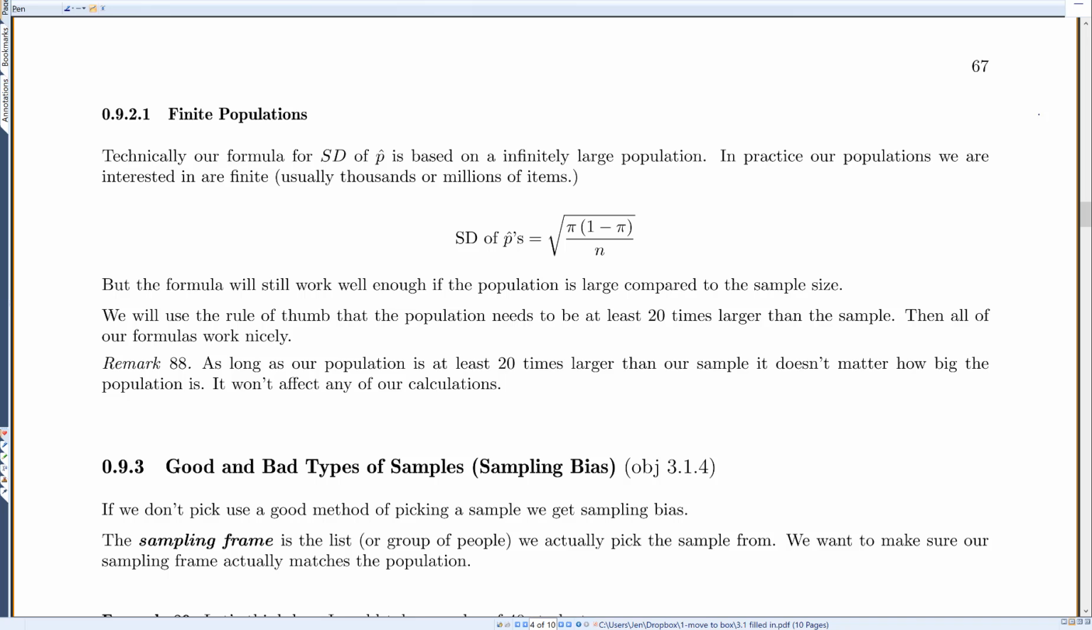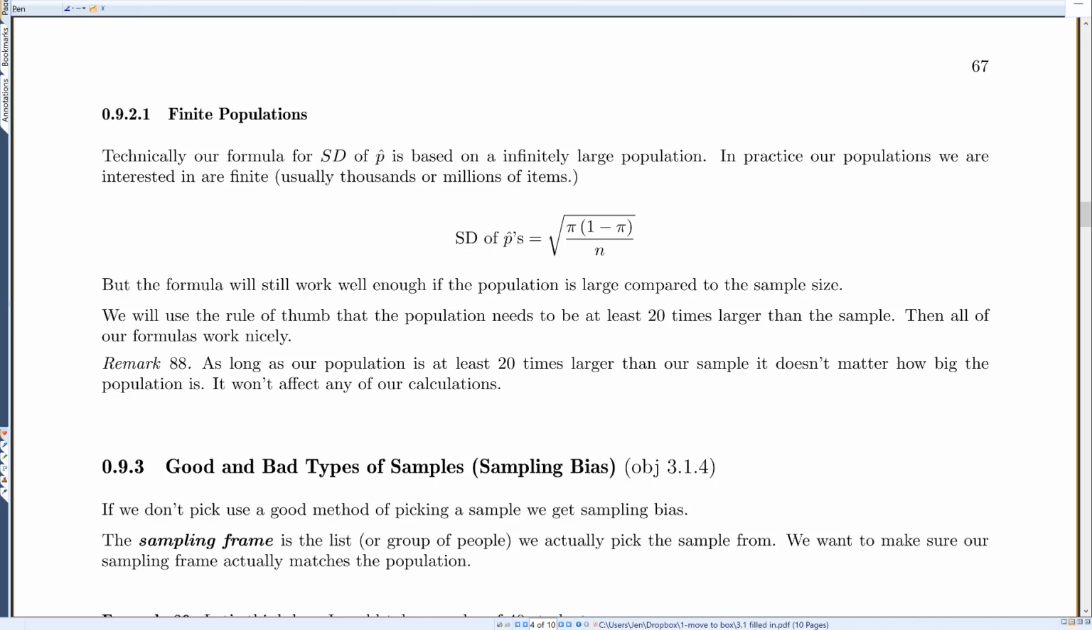Now, this next section is called finite populations. This is why the whole review was in here. Basically, all of our formulas for everything we did were based on an infinitely large population. In practice, all the populations we're interested in are finite. There aren't infinitely many people on this earth to survey. But usually our populations are thousands or millions of items. We use the formula for the standard deviation of p-hats, the square root of pi times 1 minus pi over n. That formula only works for an infinitely large population, theoretically, but it still works really well if the population is large compared to the sample size. The rule of thumb is that your population needs to be at least 20 times larger than the sample. Then all of the formulas work nicely.